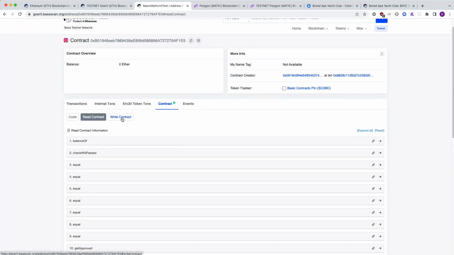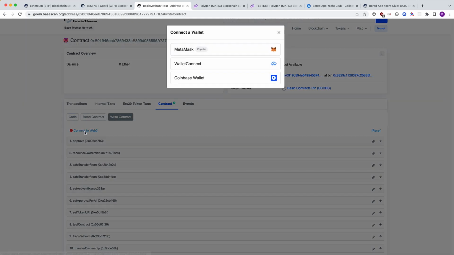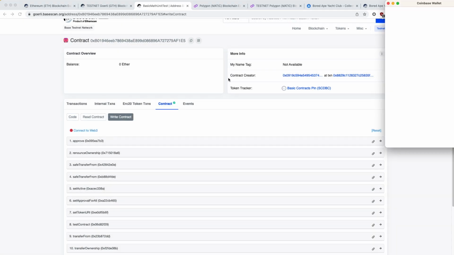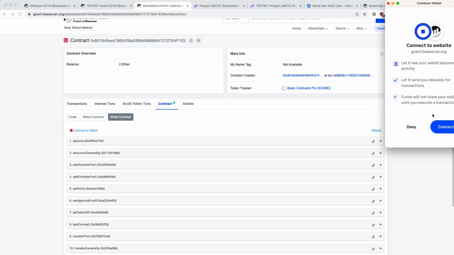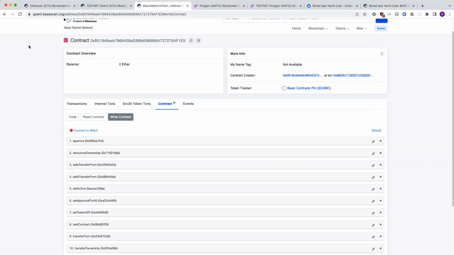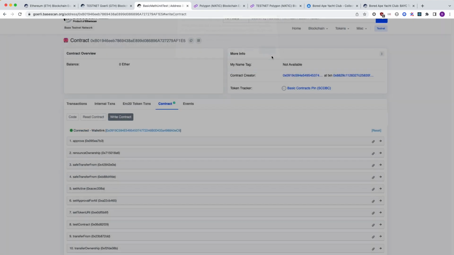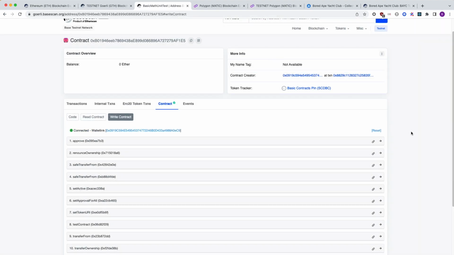We can also go to Write Contract and see all of the functions that are available here. So we'll click this button to connect to Web3, pick our Coinbase wallet, connect. This is a beta feature, so sometimes it doesn't always refresh or do things correctly. So let's try that again. See, they give you a warning that it's beta. Okay, and this time it worked. It's not unusual to have to do this a couple of times. Click it, reset it. So just keep that in mind when you're working with Basescan.